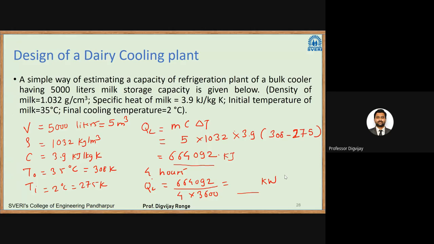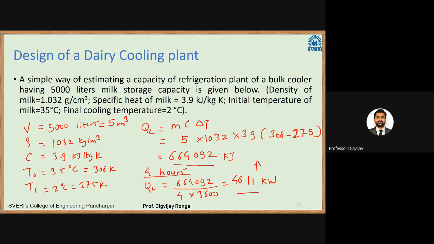So what will this flow rate be? We calculate how much heat has to be removed. Then I said that this whole cooling process has to be carried out in 4 hours. So what I have done, I have divided by 4 hours. These hours I have converted into seconds. So what will be its value? Anybody calculated? So 46.11, as Rohit has calculated. So that will be in kilowatt.